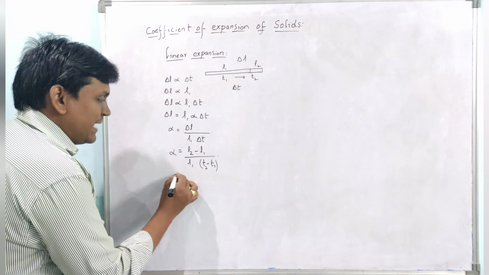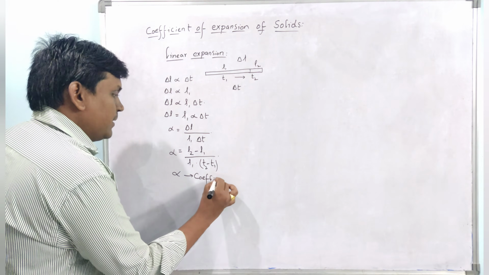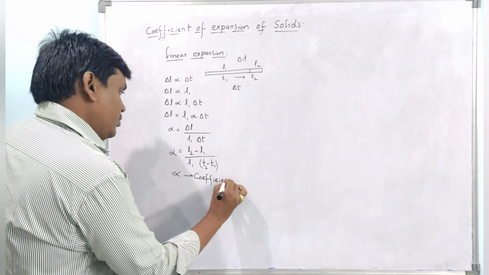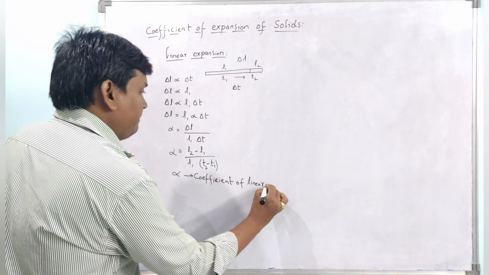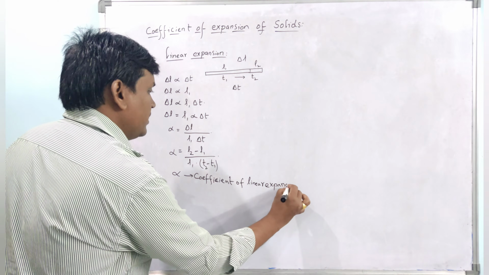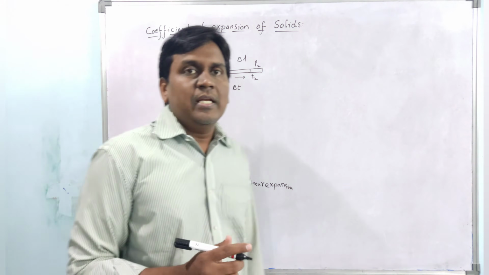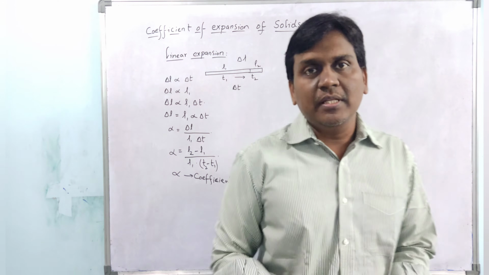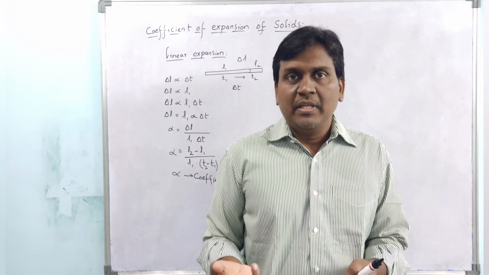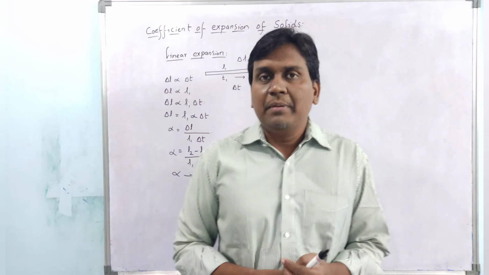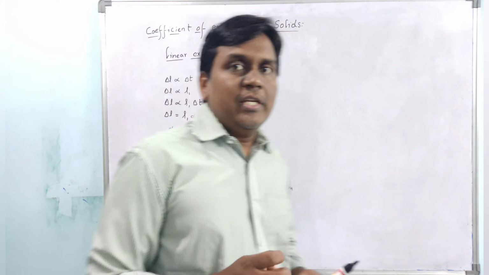This alpha is called the coefficient of linear expansion, and this alpha depends on the nature of the material. That means what material we are taking, aluminium or iron. So it depends upon the nature of the material, and it depends upon the scale of the units also. See, what is the unit of alpha here? This is length, and this is also length, so length will get cancelled, and this is temperature.